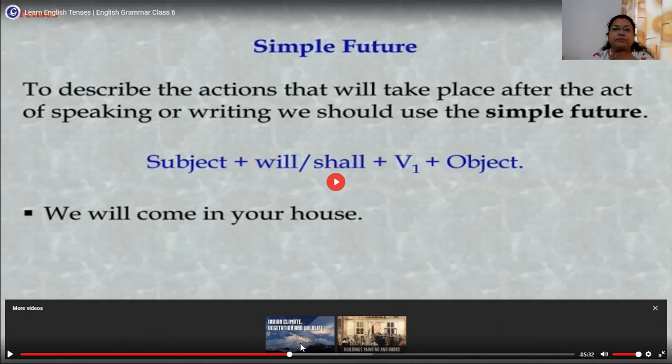Ma'am, can you make it a little simpler, from complex to simplest? Can you give a very simple definition of simple future? I'm not understanding. Yes, of course. I am explaining this same sentence: to describe the actions that will take place in the future. That's it, that's the simple future tense. Any kind of action which will take place in the future. And if it is sure that it will take place, that will be perfect.